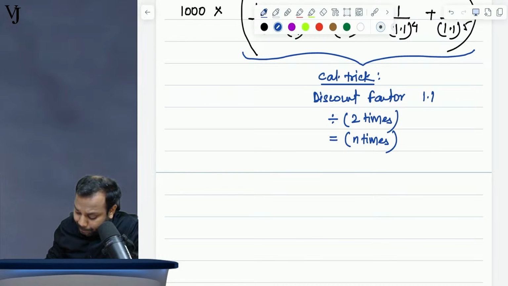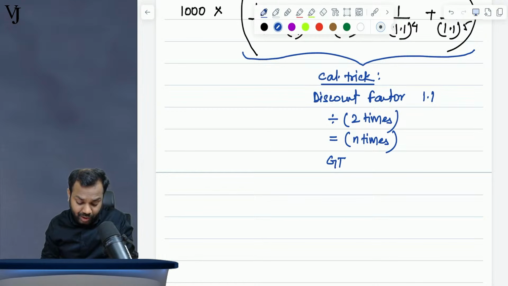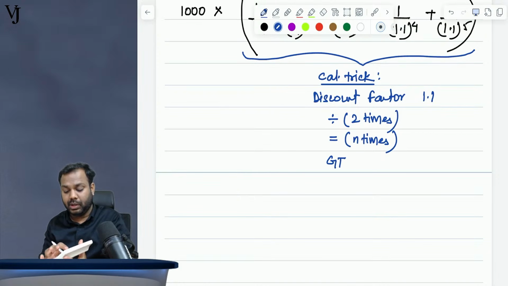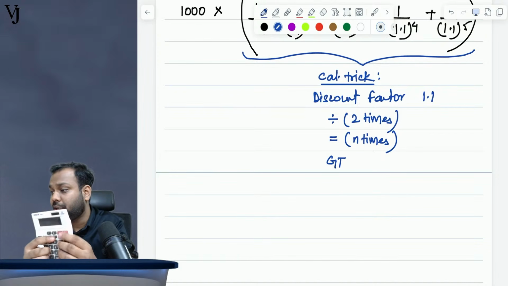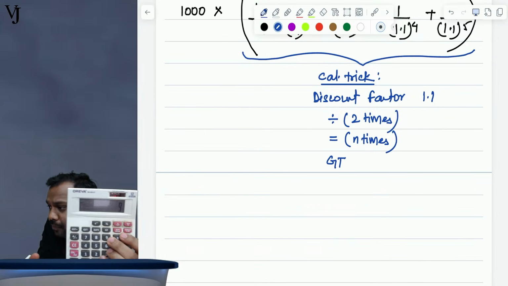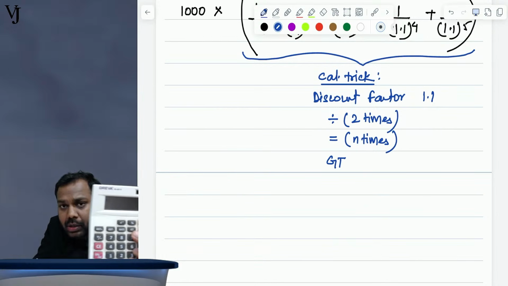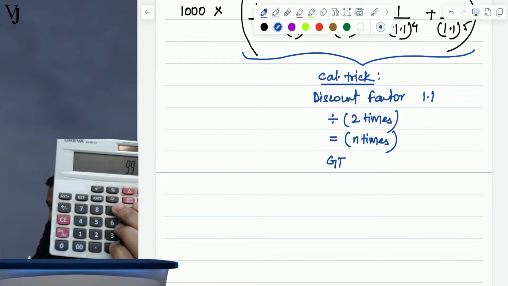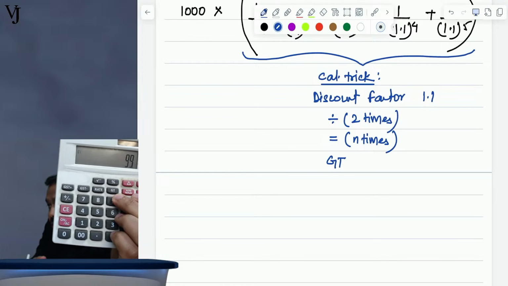Okay. Then press GT, not GOTO, not go to. Press GT. There will be a function called as GT in your calculator. Where it is? See, in my calculator, can you see this GT function? Can you see this GT? Please tell me.